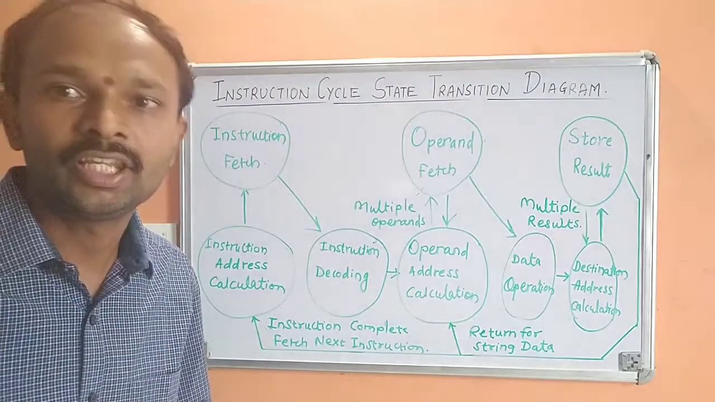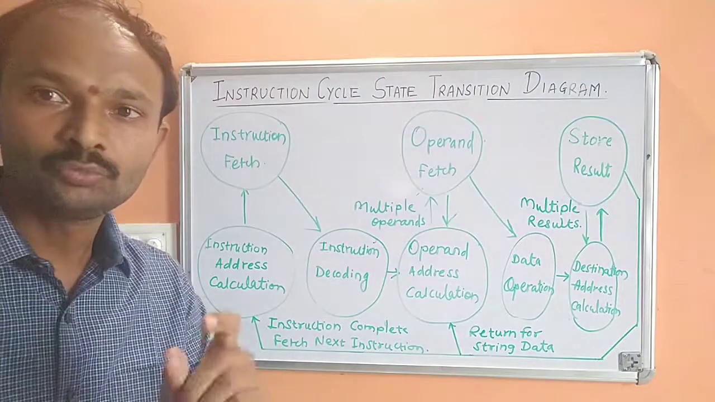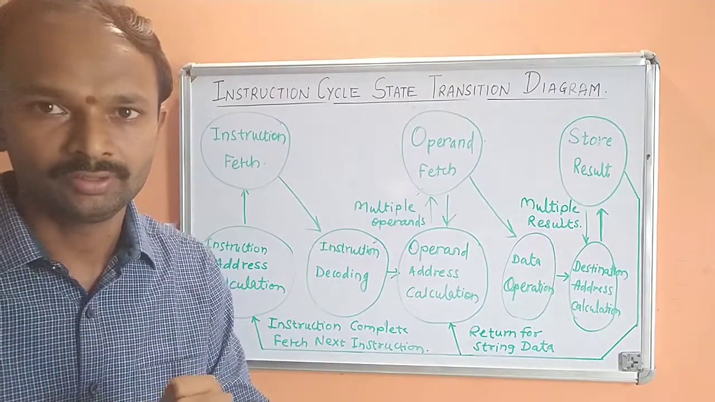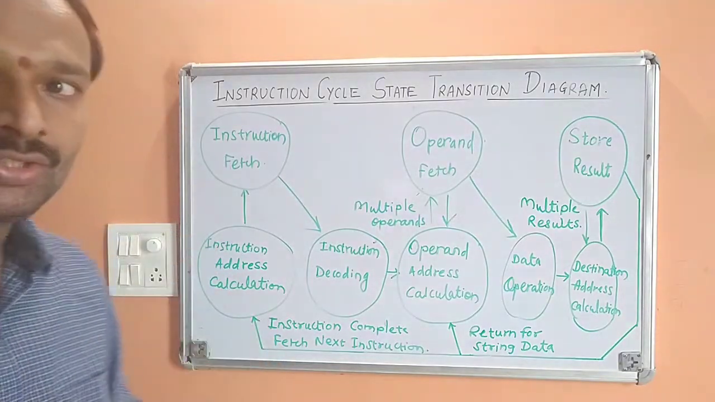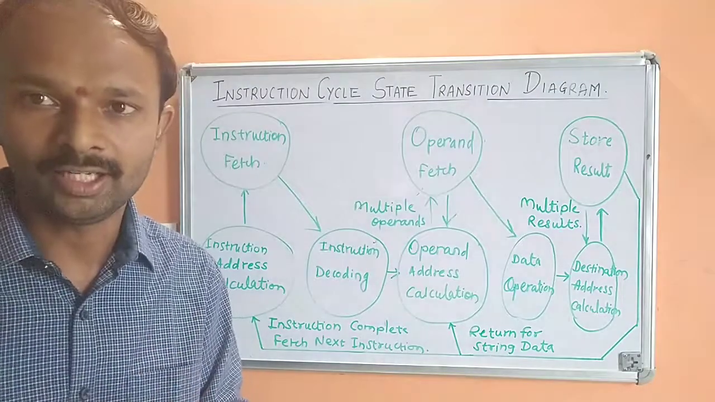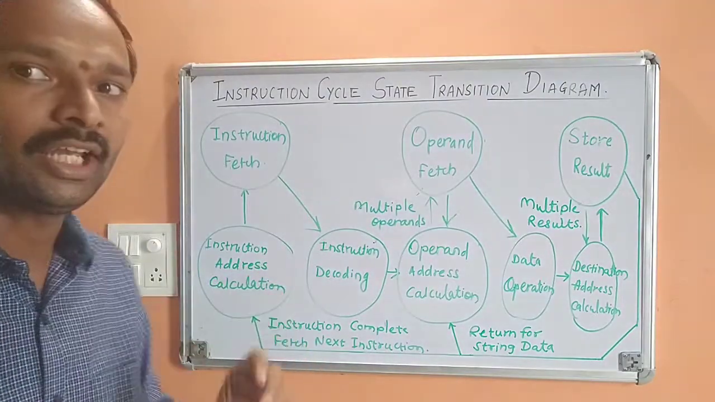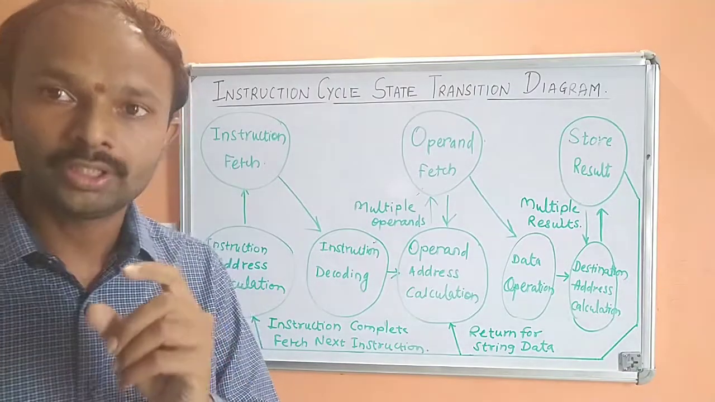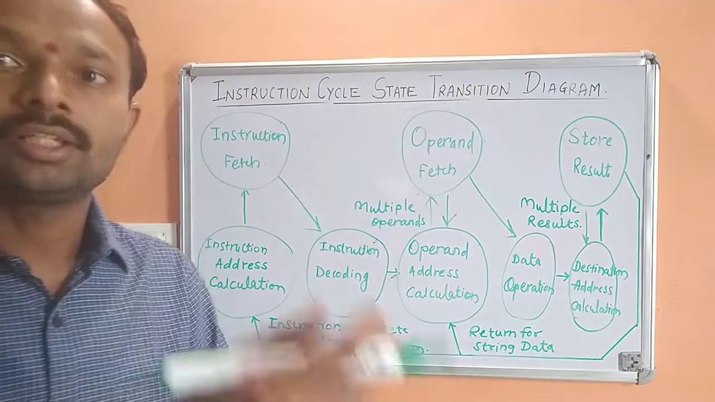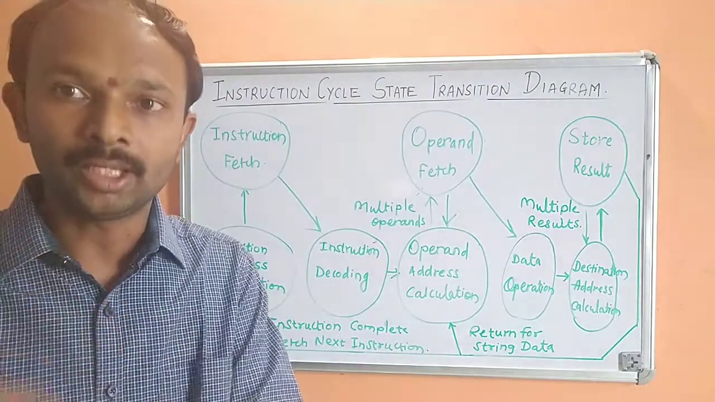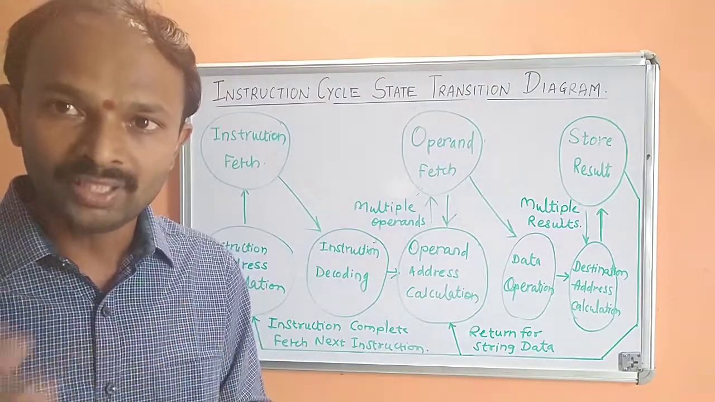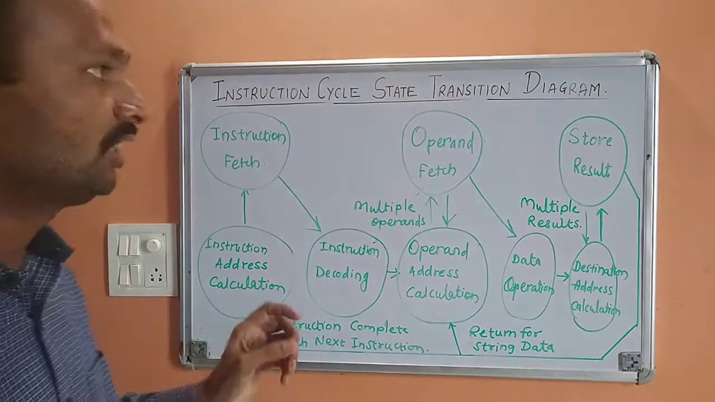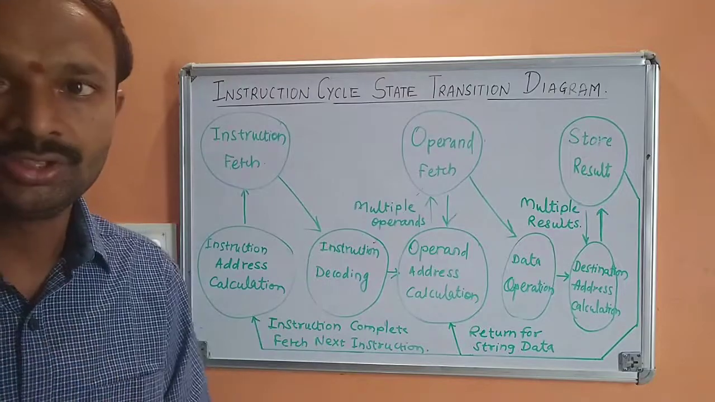Draw the diagram very carefully. This is one of the important concepts in computer architecture and organization. This is known as the instruction cycle state transition diagram. In this diagram we will explain how the instruction, from its inception till its termination, goes through what phases. This part will be understood with the help of this instruction cycle state transition diagram.